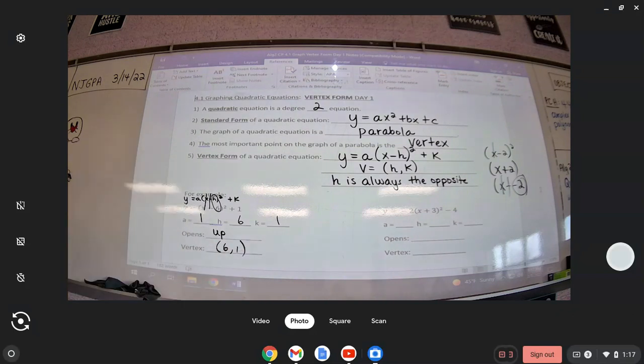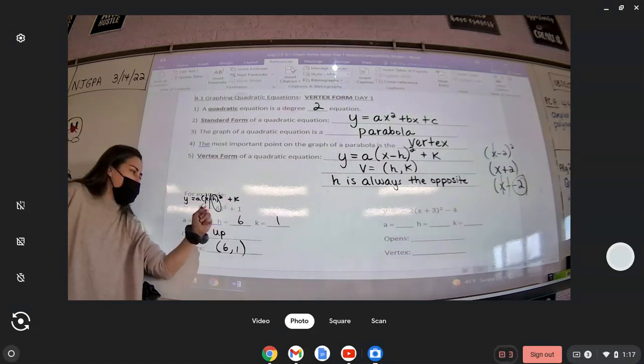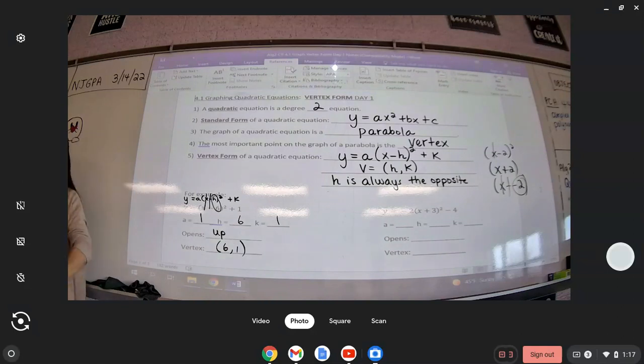Take them and go. Start graphing. So you only opposite the H. Only the H. K is as is. Only the number in that parenthesis is the opposite of what it looks like. Oh, there we go. Okay?